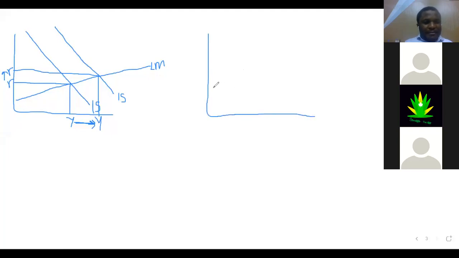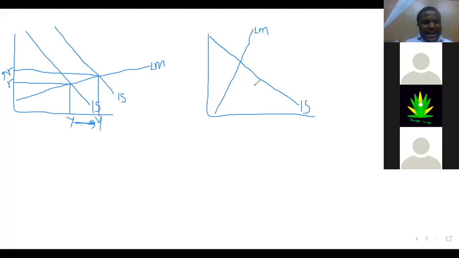All right, remember the LM curve is flat, okay? In this case now, the LM curve is what? It's inelastic, okay? So the LM curve is almost a straight line. This is your LM, and this is your IS.